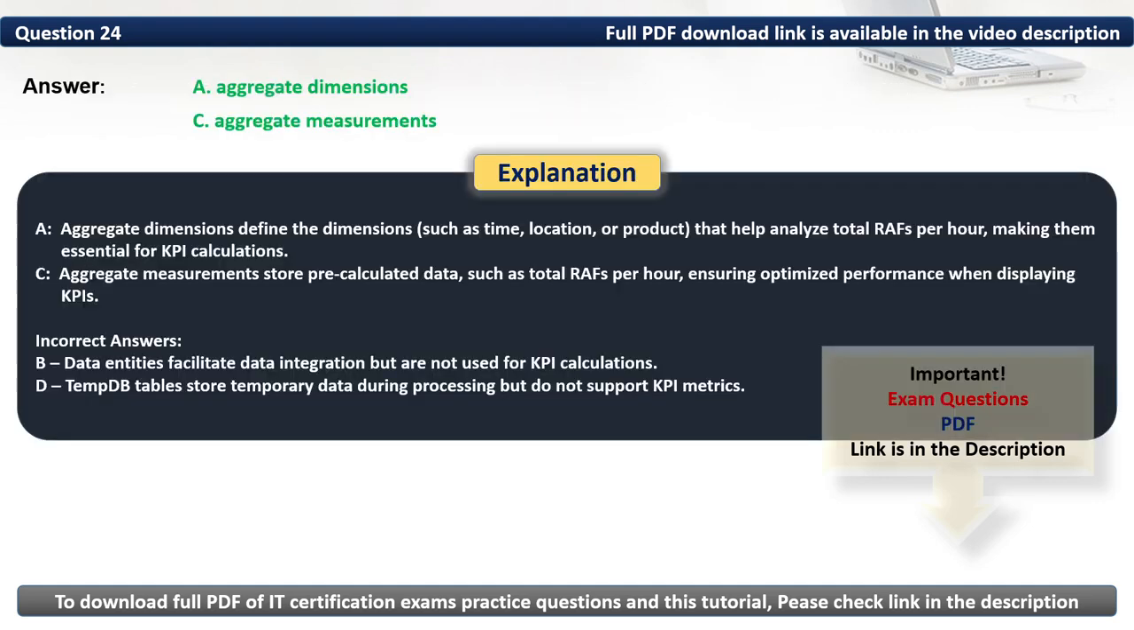Aggregate dimensions define the dimensions that help analyze total RAFs per hour, making them essential for KPI calculations. Aggregate measurements store pre-calculated data such as total RAFs per hour, ensuring optimized performance when displaying KPIs.